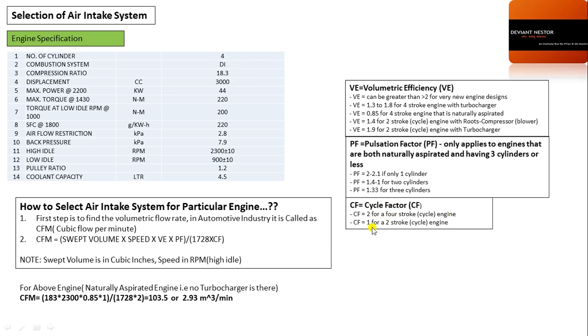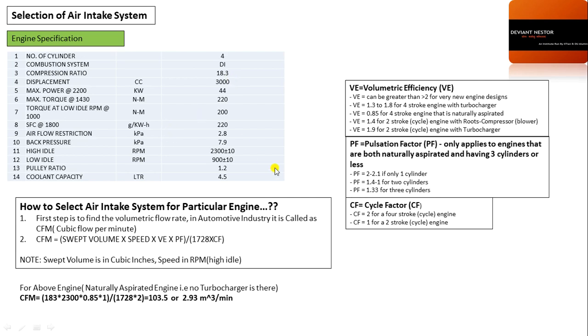And what is the cycle factor? The cycle factor will be taken as 2 for a 4-stroke engine and 1 for a 2-stroke engine. In our situation it is a 4-stroke diesel engine, which is why we will take the cycle factor as 2. Now if I put in all these values, the displacement is 3000 cubic centimeters, and when I convert it into cubic inches, it becomes 183.